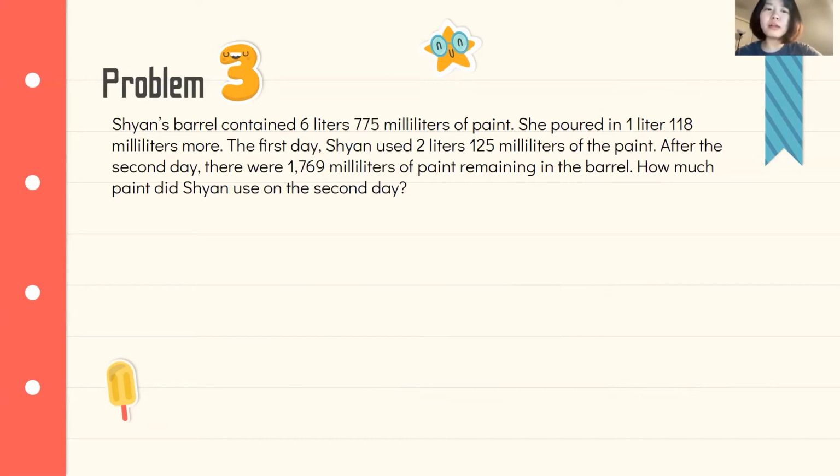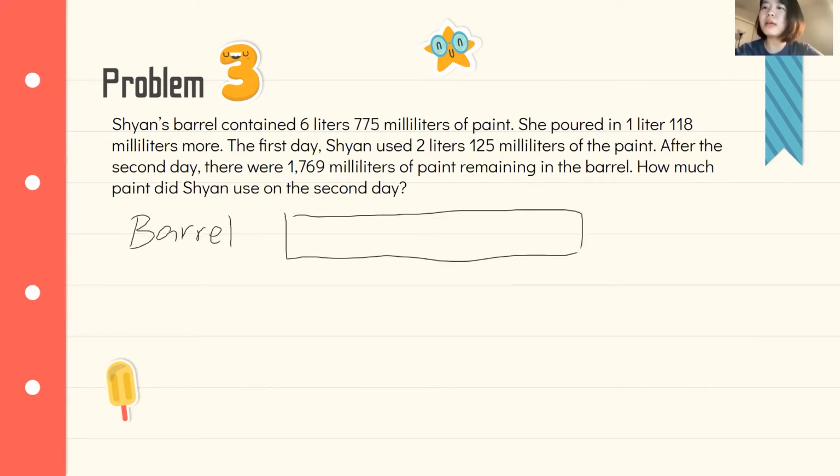So from the problem, the first thing I noticed, she has a barrel that can contain 6 liters, 775 milliliters of paint. So I will draw a diagram for that first. So for the barrel diagram, this is for 6 liters, 775 milliliters. Okay, and after she poured in 1 liter, 118 milliliters more, I will add another small bar next to it for 1 liter, 118 milliliters.